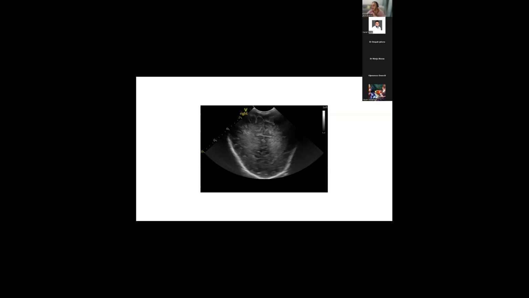Now, depending on how good your scanners are, you may or may not be able to pick up extra-axial space. This is basically a frequency of about 6 that I'm using over here at this particular point. So I'm getting quite good depth, quite good penetration, overview, and actually quite good delineation of the tissue.